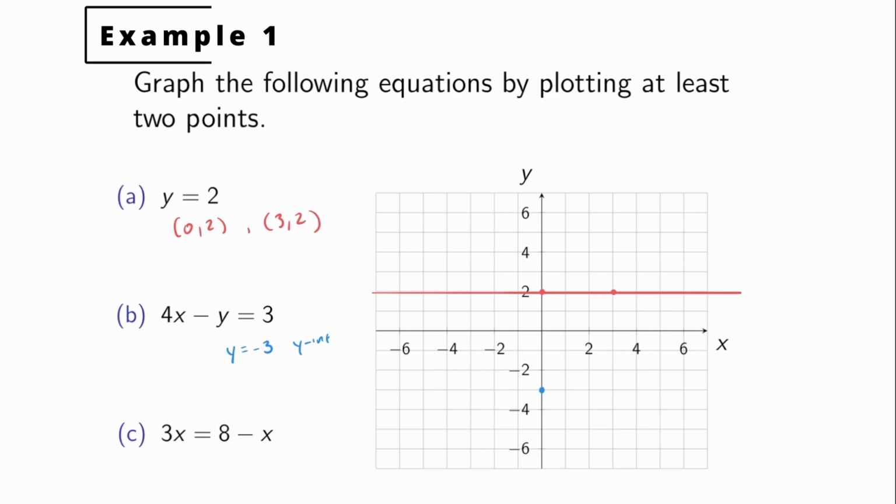For the x-intercept, we set y equal to 0. So we get 4x equals 3, or x equals 3/4. So it's going to cross the x-axis at 3/4, which is about right here. Then we draw the line through those 2 points. So it would look like this.